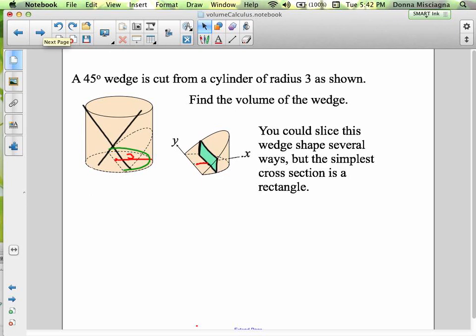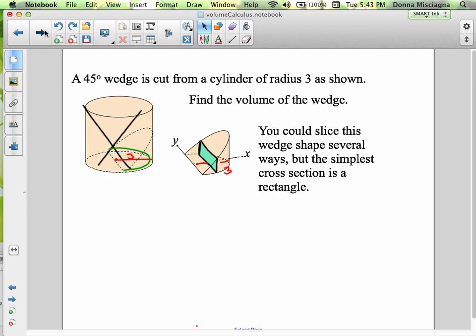We could slice this wedge several ways, but the simplest cross section is a rectangle. The top is flat, it's not rounded, so when we slice down, we will have a bunch of rectangles. The radius here is 3, so it's important to note that this length here is a radius, and this will be 3 as well.